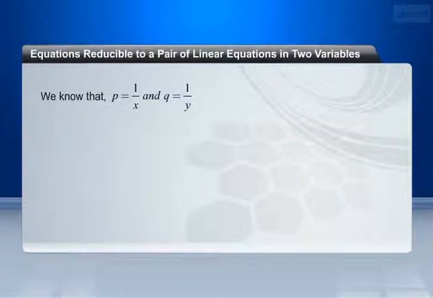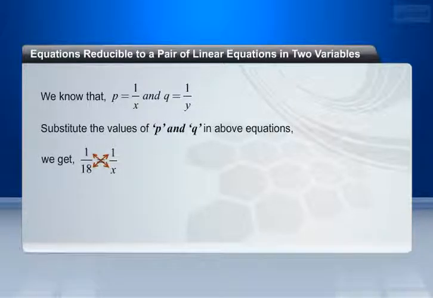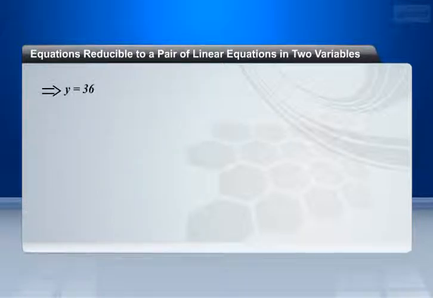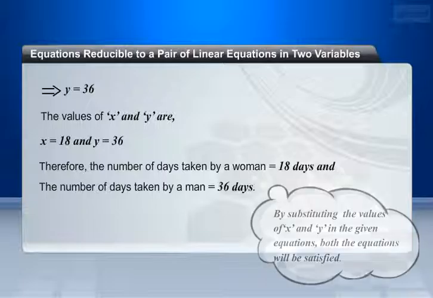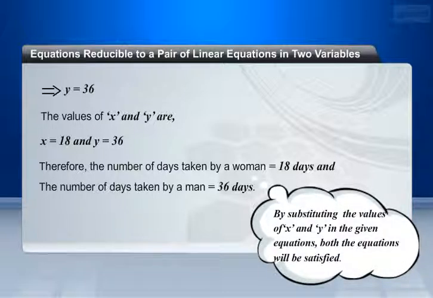We know that P equals 1 by X, and Q equals 1 by Y. Then we get 1 by 18 equals 1 by X. This implies that X equals 18, and similarly, 1 by 36 equals 1 by Y. This implies that Y equals 36. The values of X and Y are X equals 18, and Y equals 36. Therefore, the total number of days taken by a woman equals 18 days, and the total number of days taken by a man equals 36 days. By substituting the values of x and y in the given equations, both the equations will be satisfied.